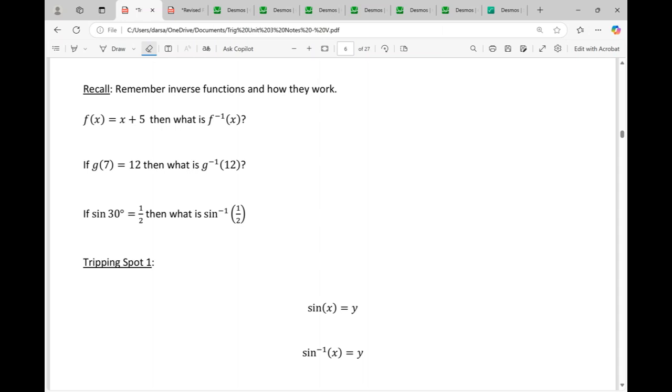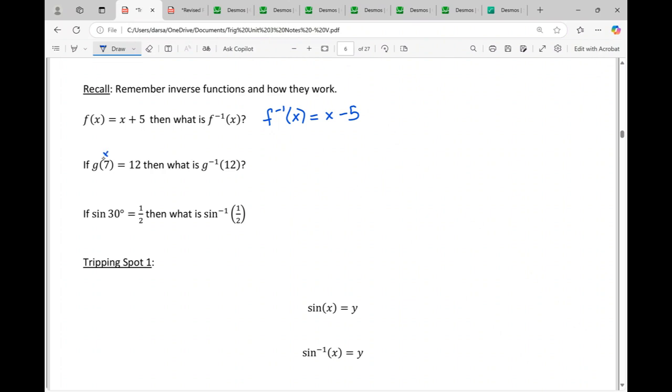Let's take a minute and remember how inverse functions worked. If f of x was equal to take a number and add 5, what is the inverse or the opposite of that? Well, f inverse of x would be take a number and subtract 5. Undo what you just did. Another way to think about it is that inverses switch the x's and y's.